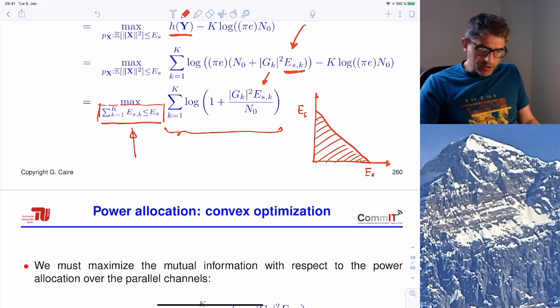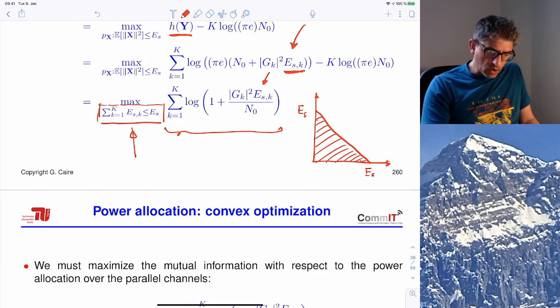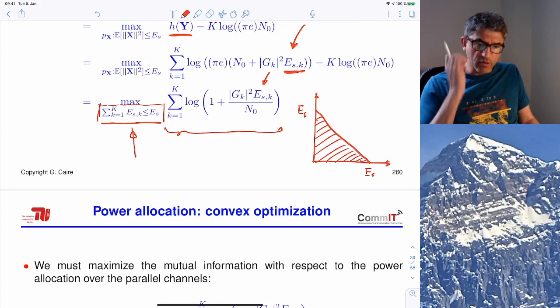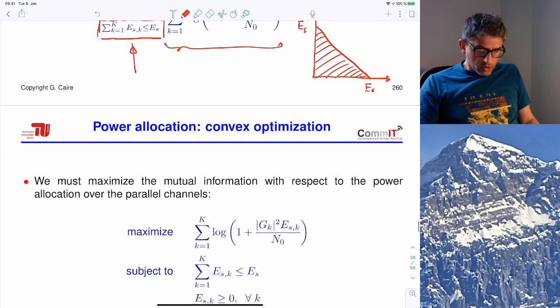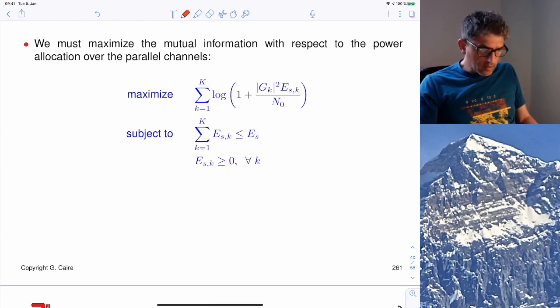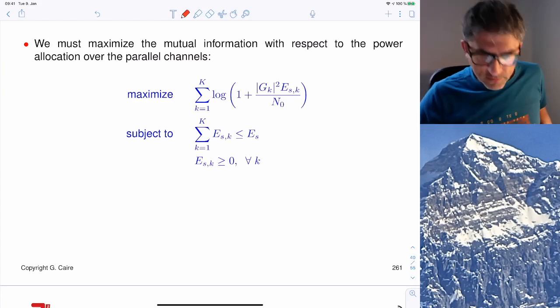And the objective function is concave because, well, log is concave in its argument. The sum of logs is a concave function of the vector of energies. So we want to solve this problem. And how do we do this? Well, we use the same method that we have already seen while we discussed the maximization of the mutual information with respect to a probability mass function.